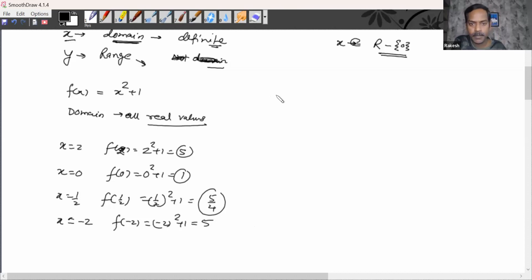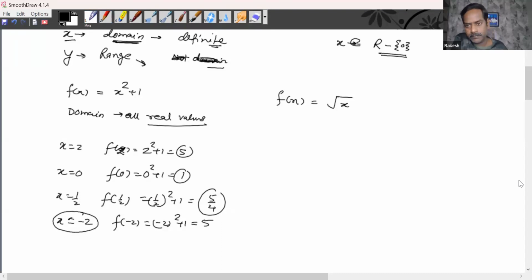Fair enough, right? But if I take another function, say f of x equal to under root of x, correct? Now here, I can't take the value of x to be minus 1. Why? The moment I take the value of x to be minus 1, it will be under root of minus 1, right? In this case, the value of the function will not be a real number. It will be an imaginary number, right? So in functions, for class, we define functions getting real values.